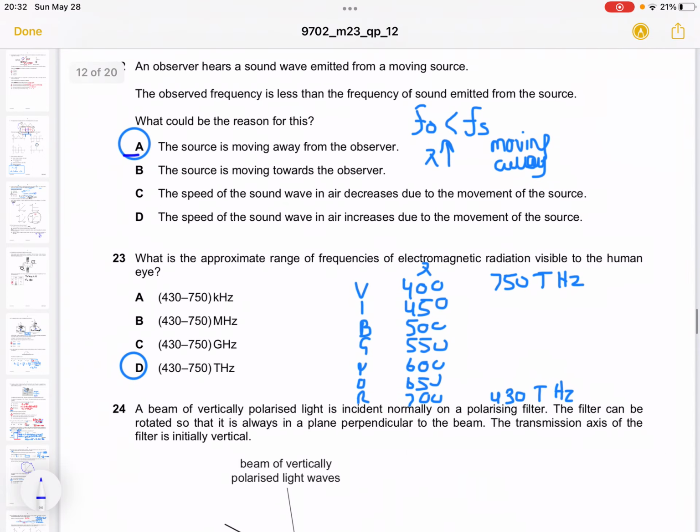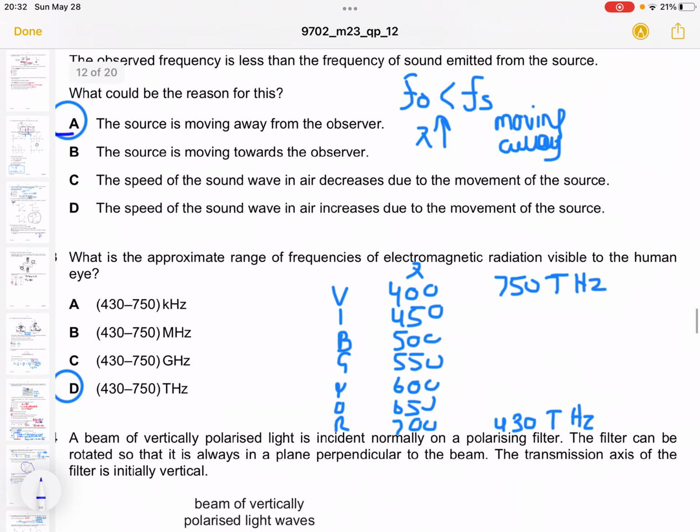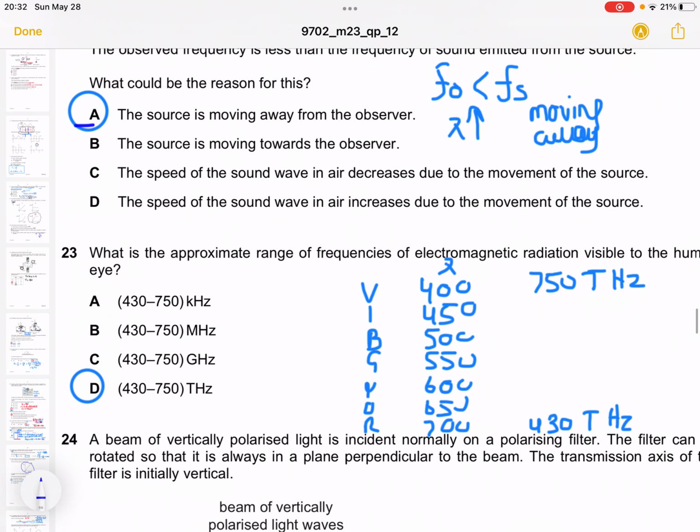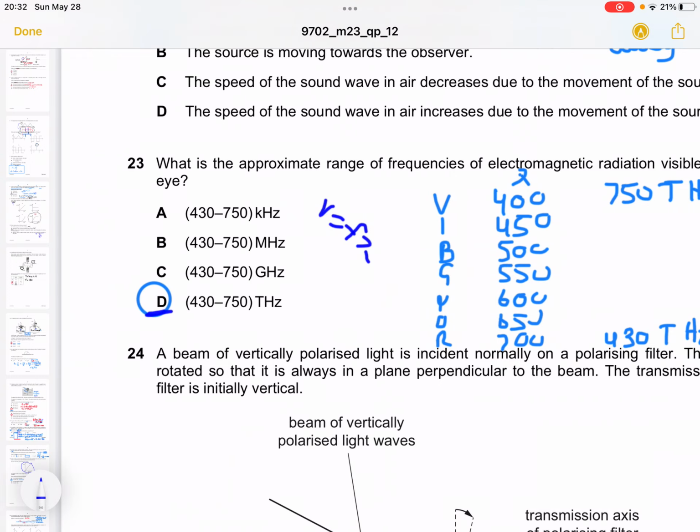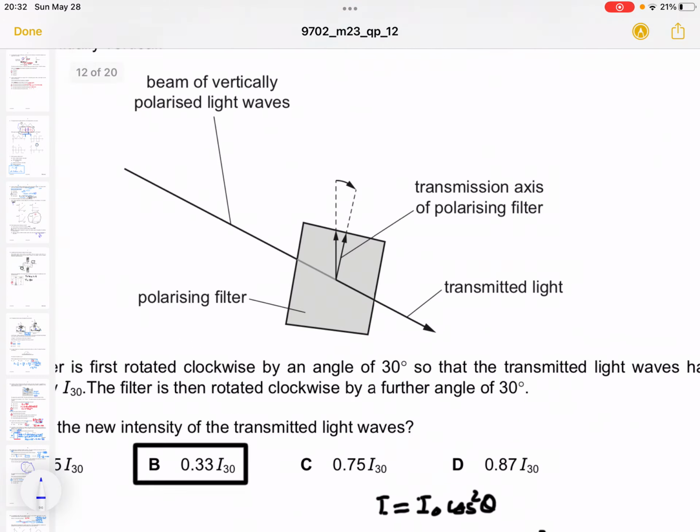Question number 23 says, what is the approximate range of the frequencies of electromagnetic radiations? So the visible spectrum starts from violet, which is 400 nanometers, to red, 700 nanometers. So converting with v equals f lambda, v being 3 times 10 to the power 8, would give you violet as 750 terahertz and red as 430 terahertz. So D is the appropriate answer.